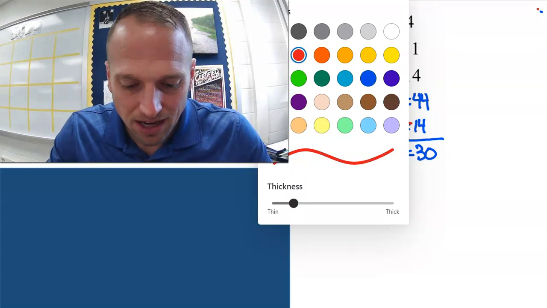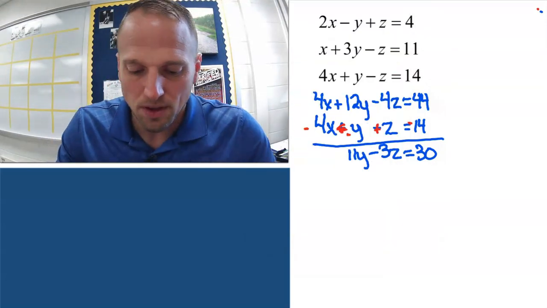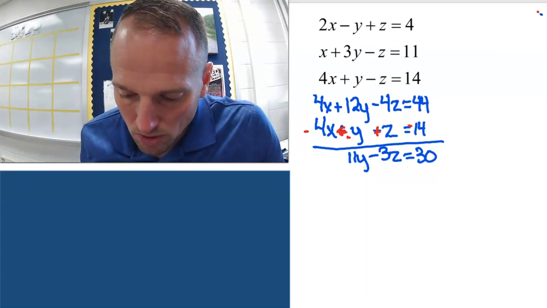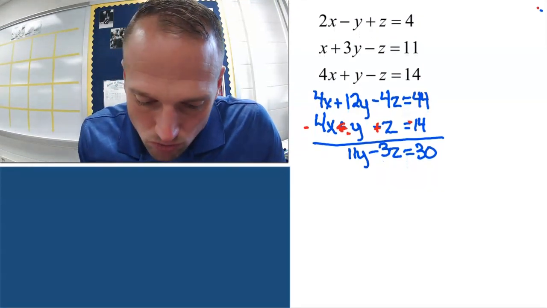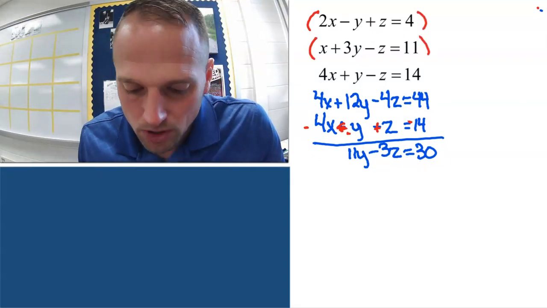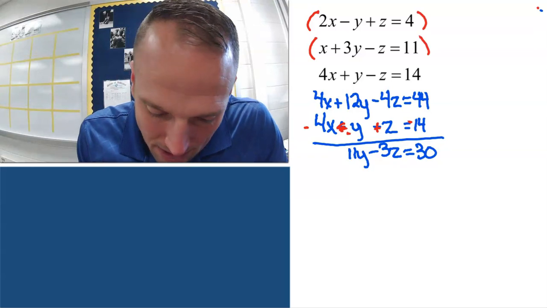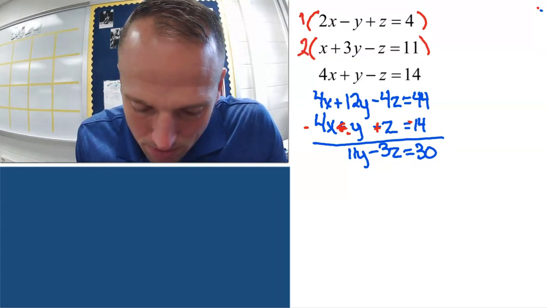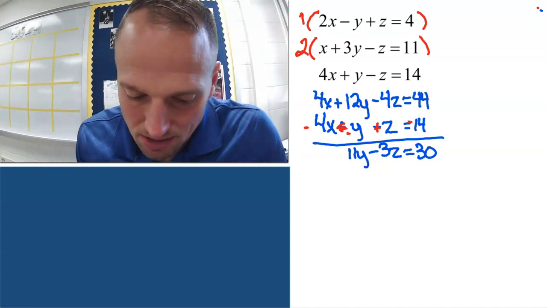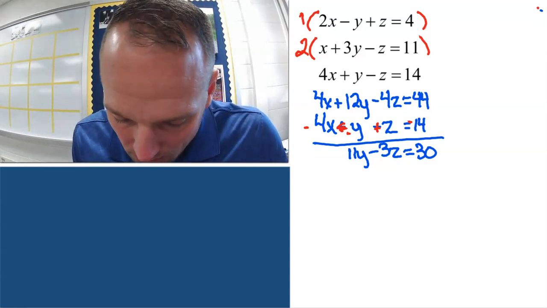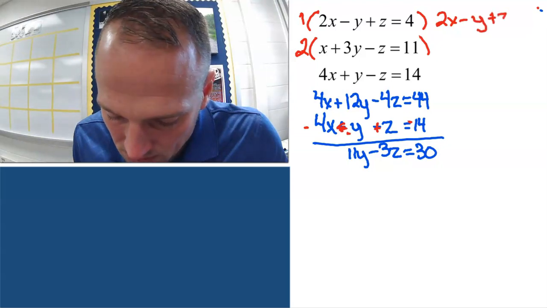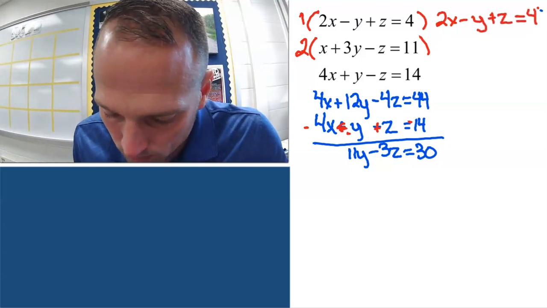Okay, now the next thing that we're going to have to do is we're going to have to come back and choose two more equations. And I'm going to choose the top two equations. And we're going to do the same thing. Multiply the top by the bottom and the bottom by the top. Again, make sure we don't make a mistake here. I'm going to write this out to the side this time. When I multiply this times 1, nothing changes. 2x minus y plus z equals 4.